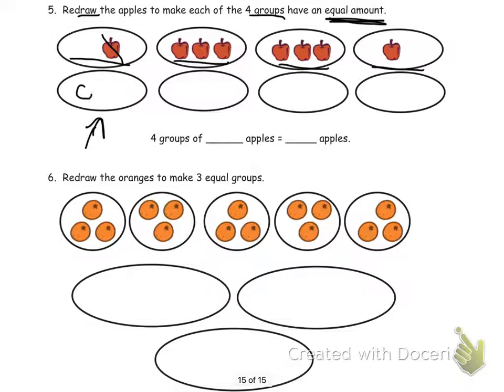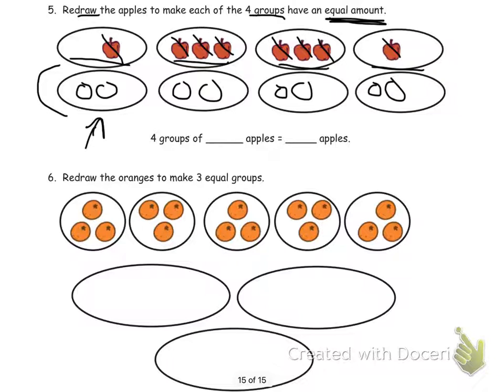So I'm going to mark this off, draw my little apple, mark that one off, draw my apple, mark, draw, mark, draw, and so on until they're all moved. Okay, so I've used each of these apples, and they are now in their new groups, which are all equal. And so it says four groups of blank apples. So how many apples are in each group? Well, I see that I obviously have one, two in each group. So four groups of two apples equals blank apples. So what it's really asking here is how many apples are there all together.